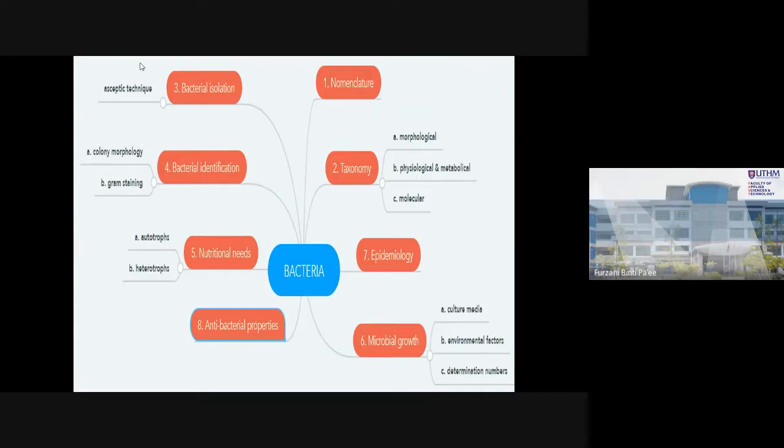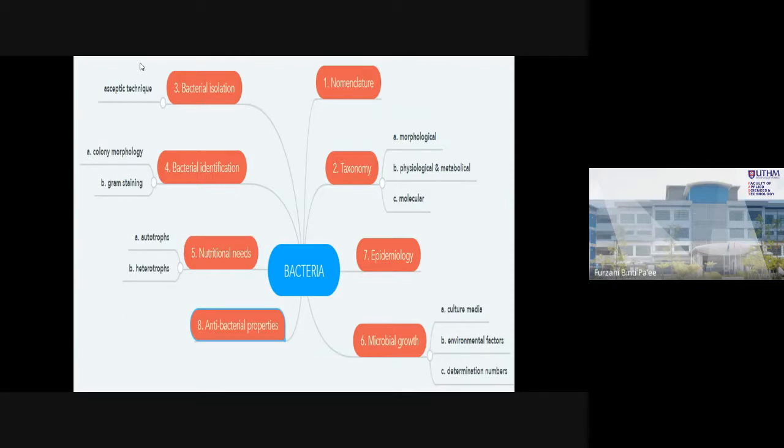Next, on the nutritional needs, we're going to see whether the bacteria are autotrophs or heterotrophs. The next one is microbial growth. For microbial growth, we're going to learn about the culture media, the media responsible to aid the growth of the bacteria. Then we're going to look at the environmental factors that contribute to the growth of the microbe or the bacteria, and also the determination of the numbers of bacteria.